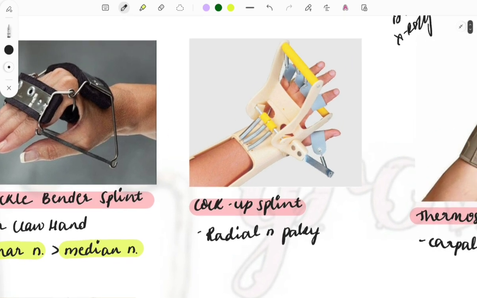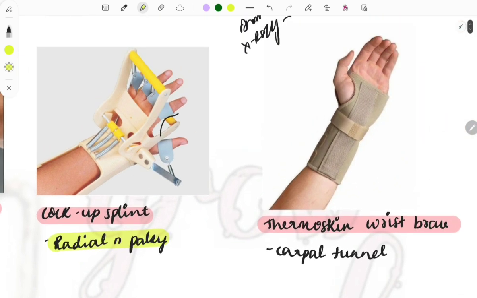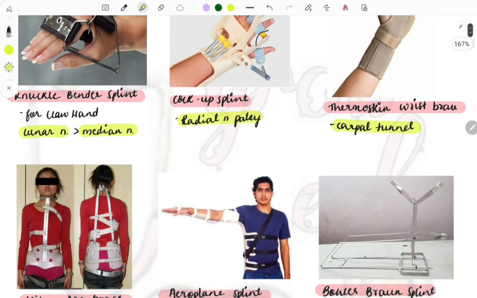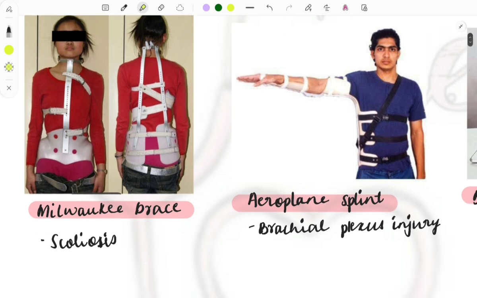Then the cock-up splint. You can see that with cock-up, the fingers are made upright like this, so the cock-up splint is used for radial nerve palsy. Then the next one is called a thermoskin wrist brace, and this one is used for carpal tunnel syndrome. Then the next splint is called the Milwaukee brace, and this one is used for scoliosis.